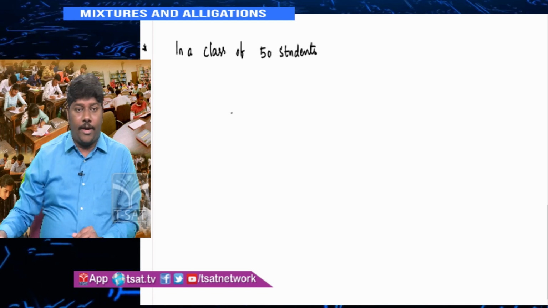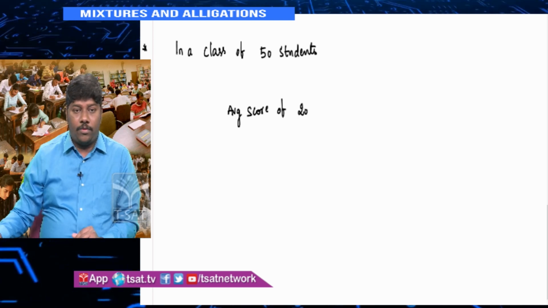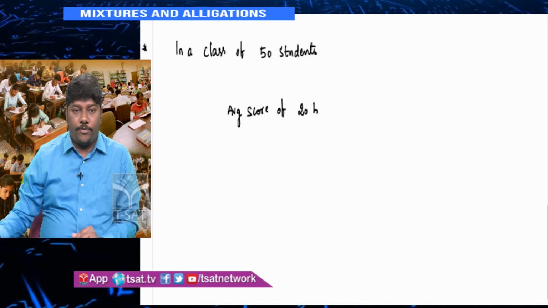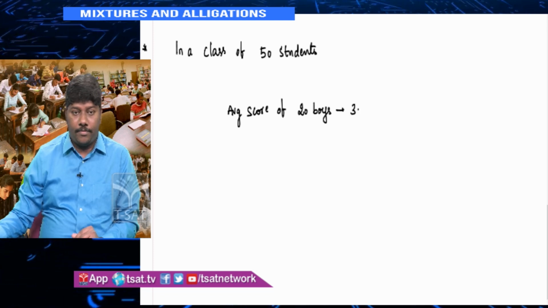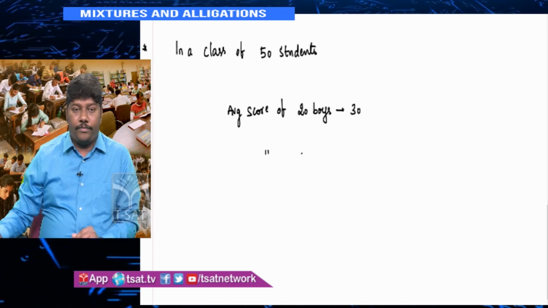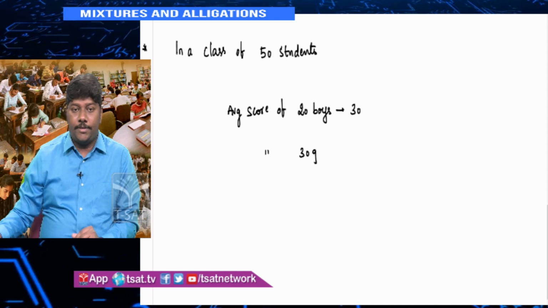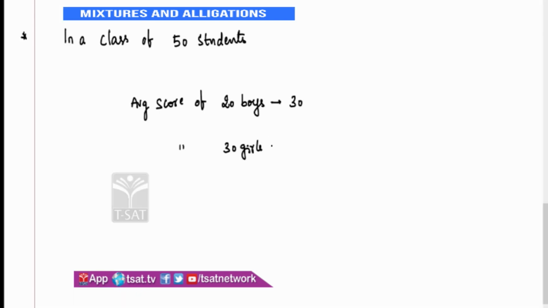Let's say in a class of 50 students, I'm taking average here, the average score of 20 students, or let's say 20 boys. There are 20 boys and their average is 30. And the average score of the remaining 30, who are girls, is, let's say, 40. Find the average score of the entire class, the whole class.